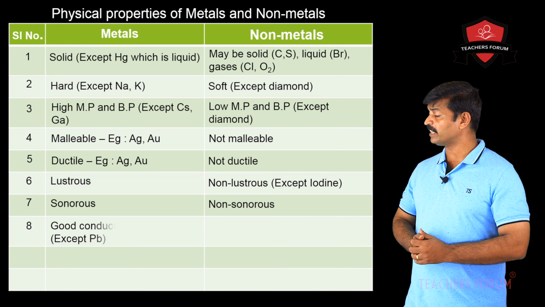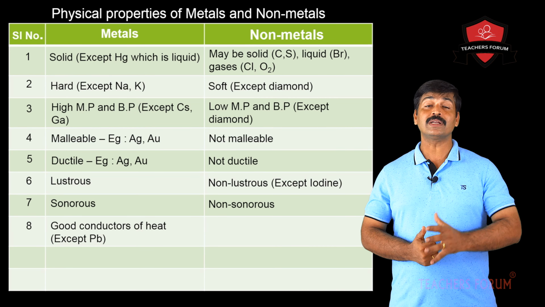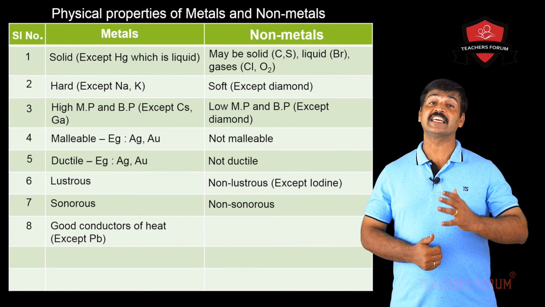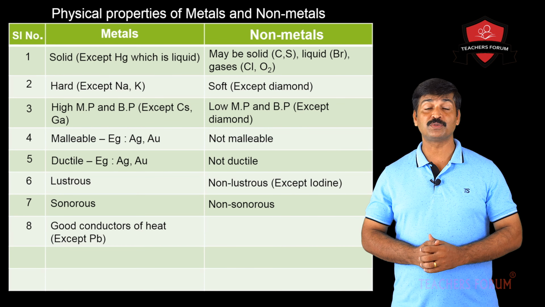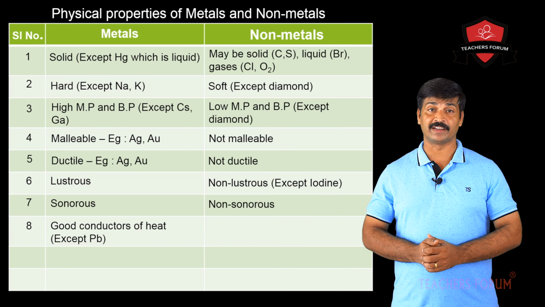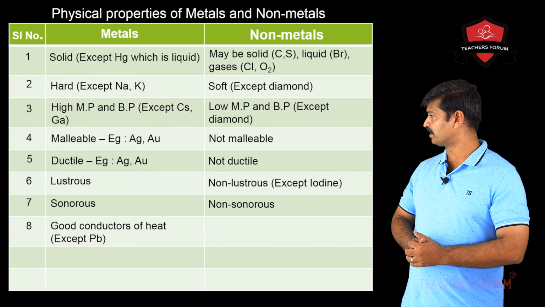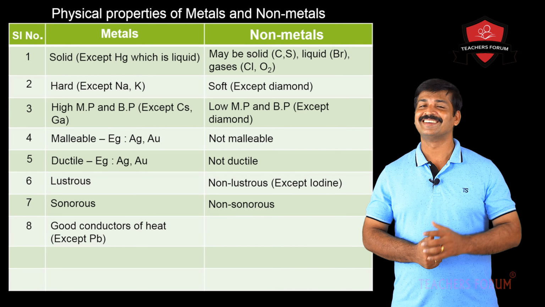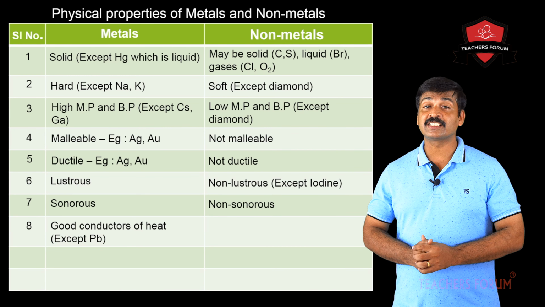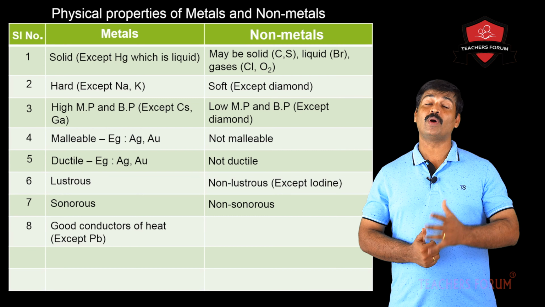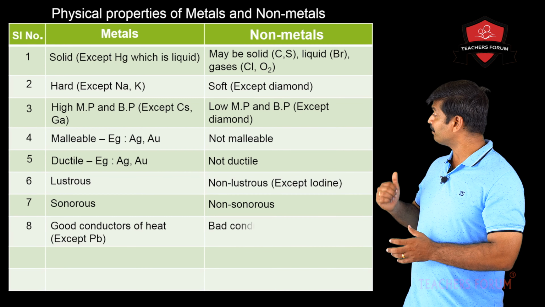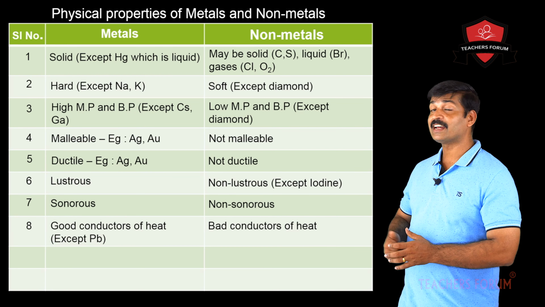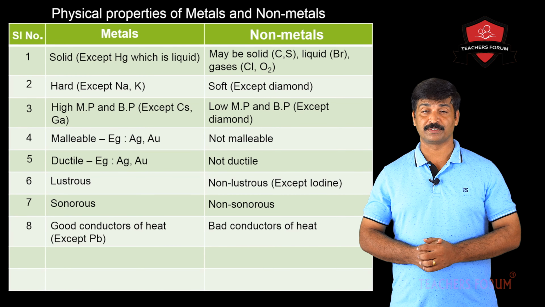Now, the next difference is metals are good conductors of heat. Metals can conduct heat through them. That's why metals are good conductors of heat. But there is one exception, that is lead. Lead is a metal, but that is a poor conductor of heat. Now, what about non-metals? Non-metals do not conduct heat. You know, they are bad conductors of heat.